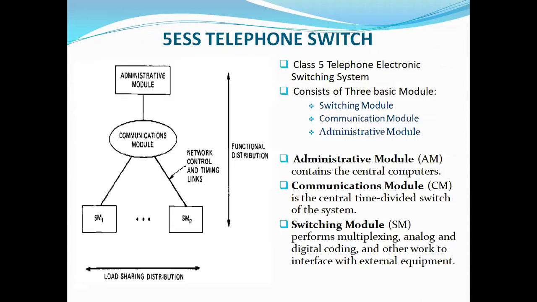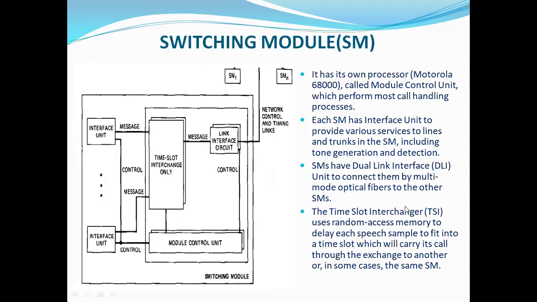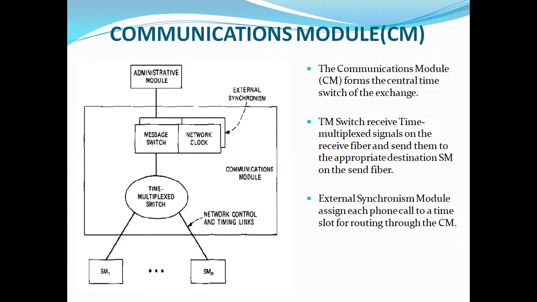So cumulatively, the 5ESS telephone system is a fifth generation electronic telephone switching system having 3 modules: the switching module, communication module, and administrative module. The function of the switching module is basically routing and communicating with peripherals, and forwarding the time multiplexed signal. The function of the communication unit is basically a centralized time switch function of that exchange, and routing as well.